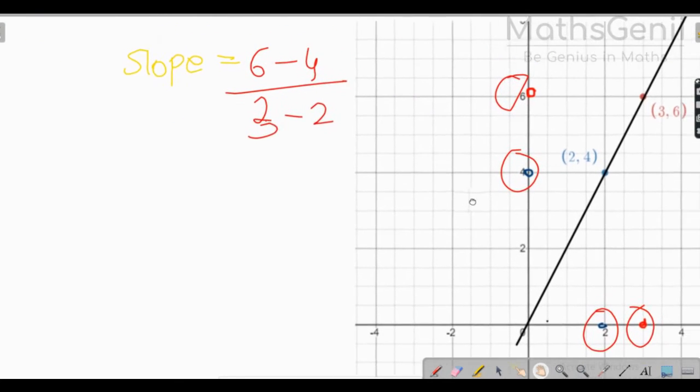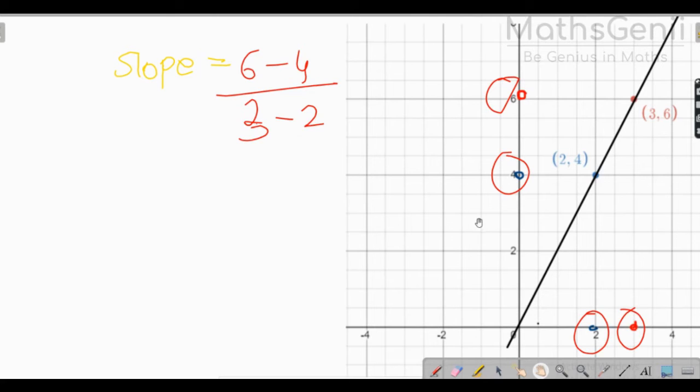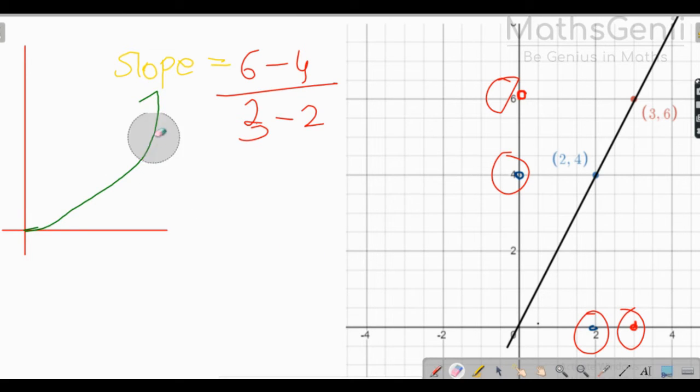So this was about the line. Let me draw a beautiful curve here. This is your axis and this is your curve. Okay, my curve is not very good looking. Let me just draw it again.